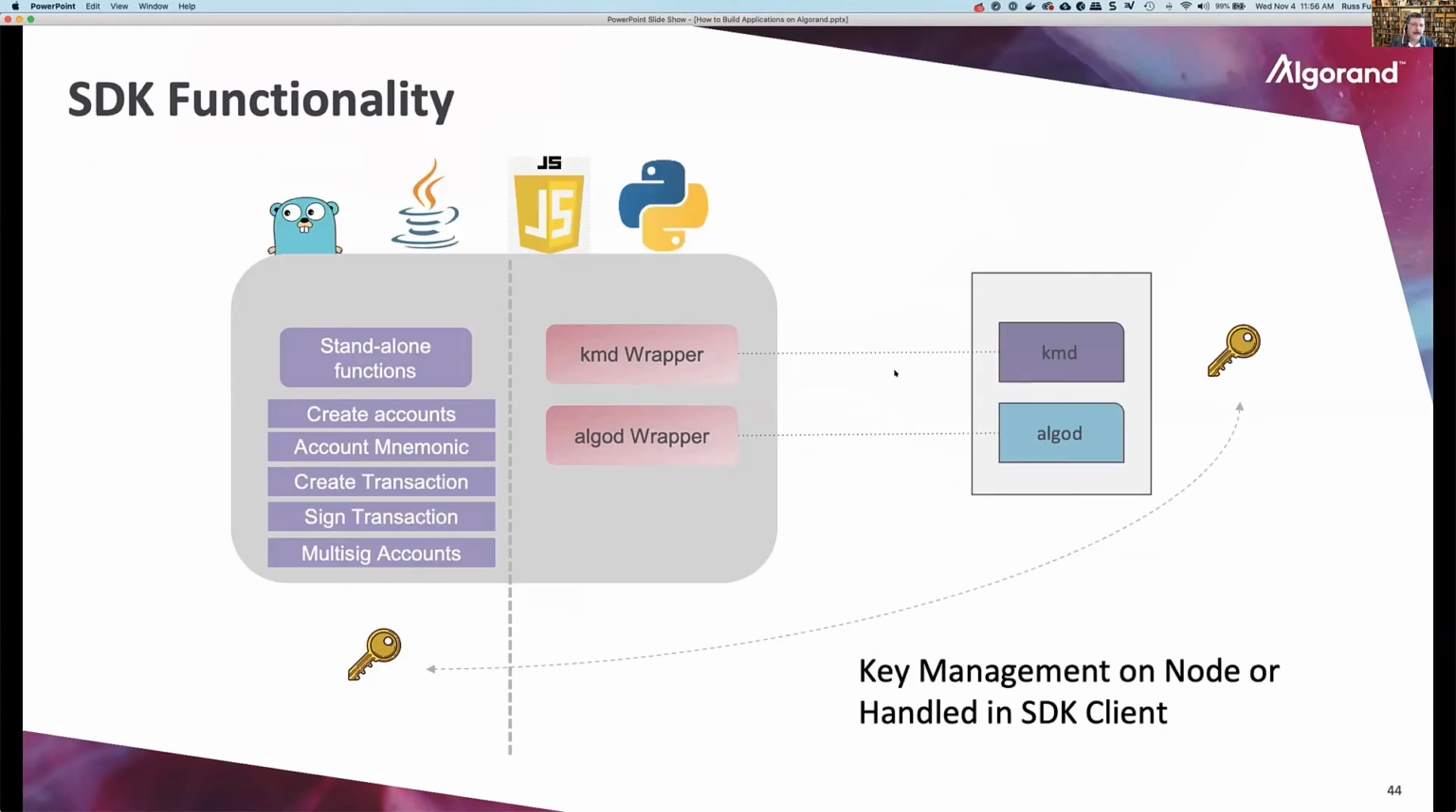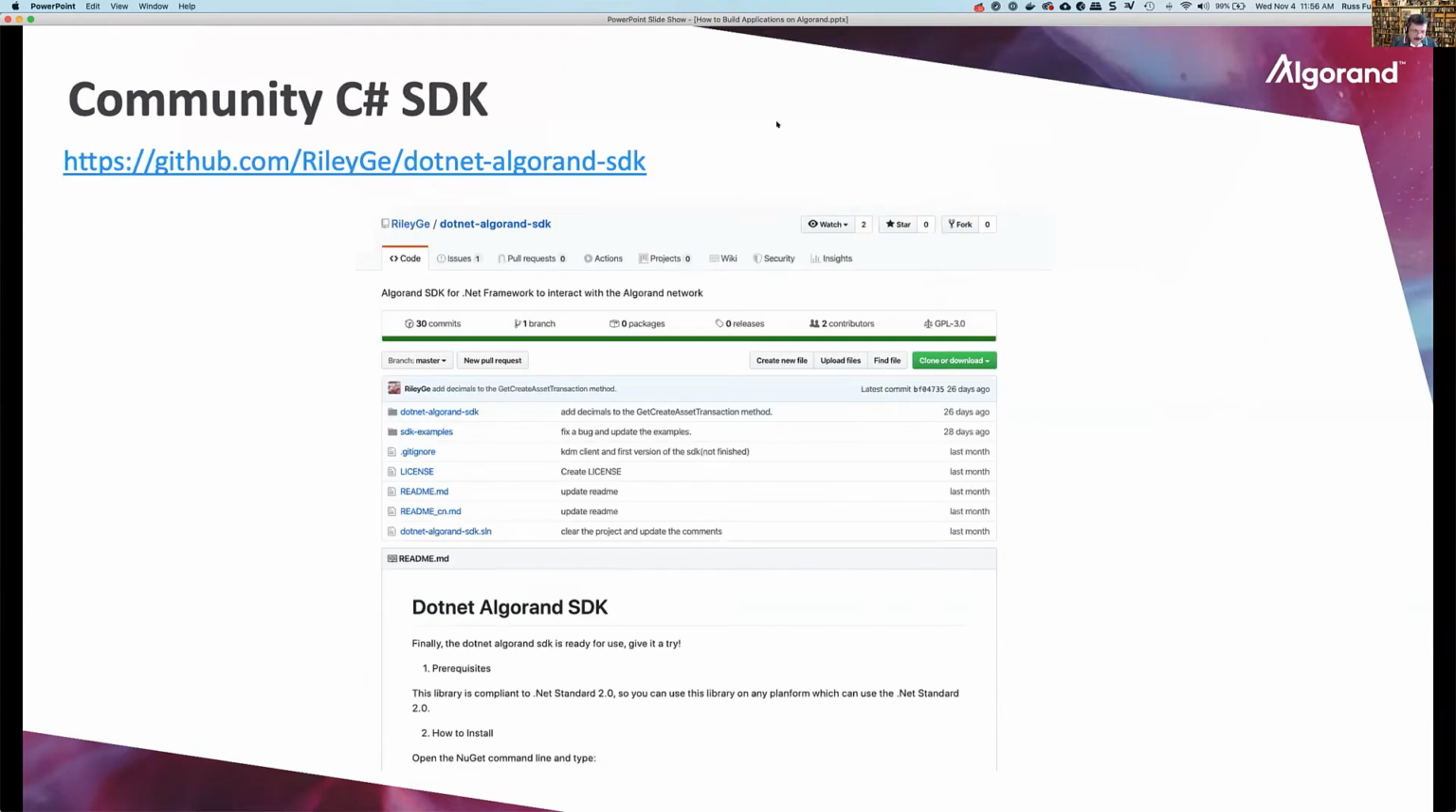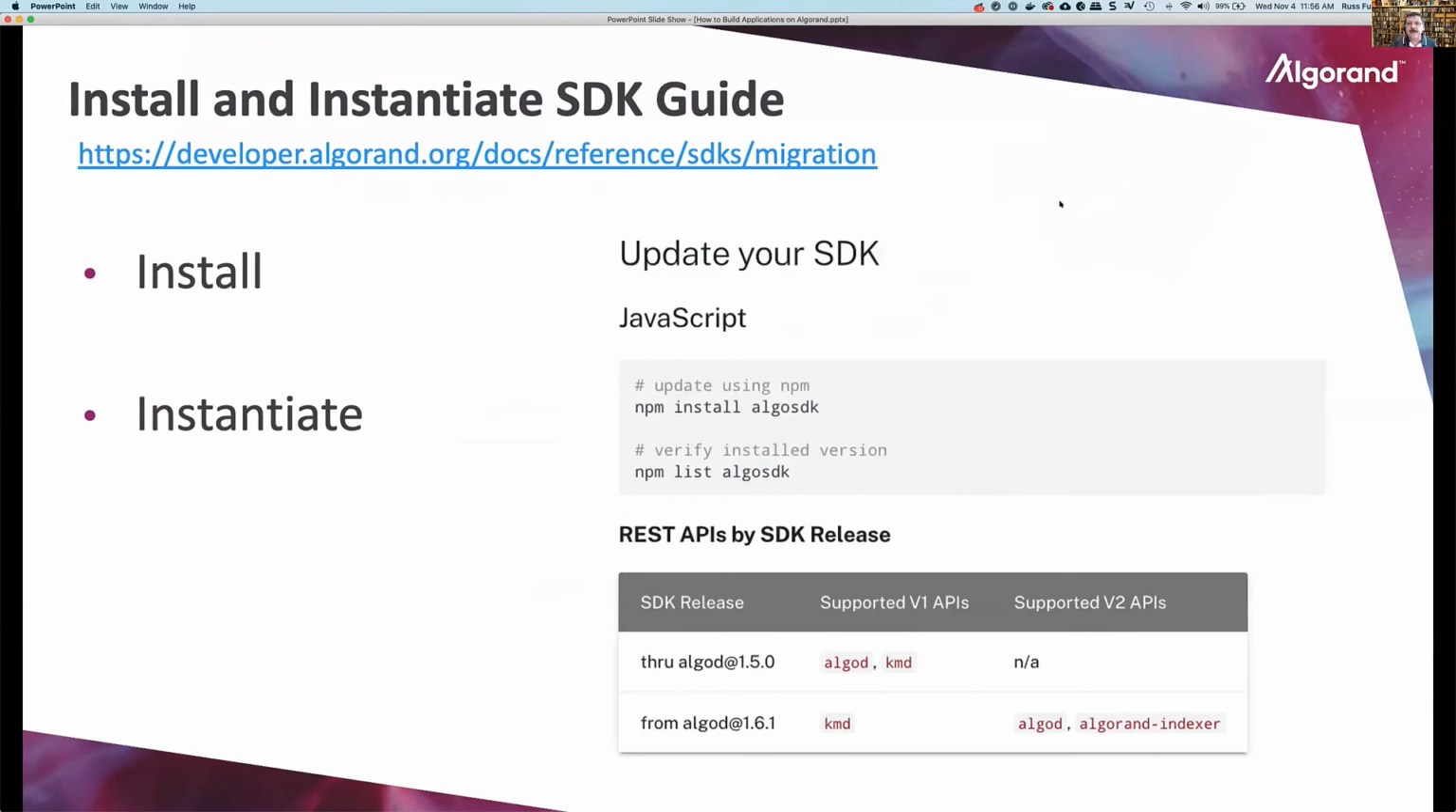All right. Then we've got SDK functionality. Like I mentioned, a lot of standalone functions. You can create accounts, do account mnemonics. It supports creating transactions, signing transactions, and then broadcasting the transactions. The four native SDKs are Go, Python, Java, and JavaScript. Then for the community SDKs, an example is that a C# SDK is available. That's what I use to build that Xamarin app I referred to before.